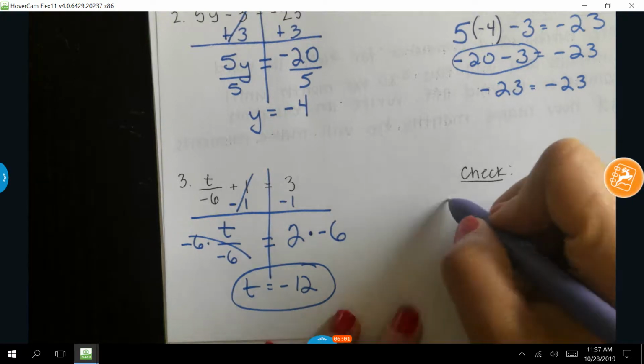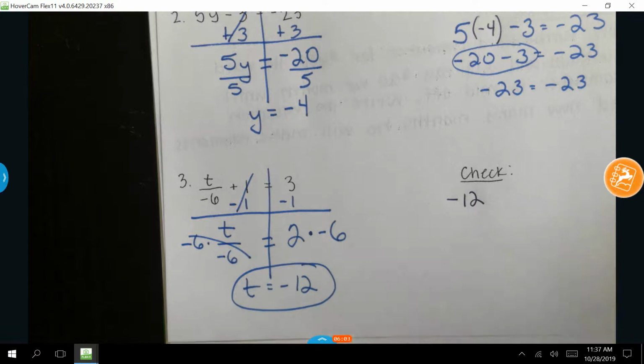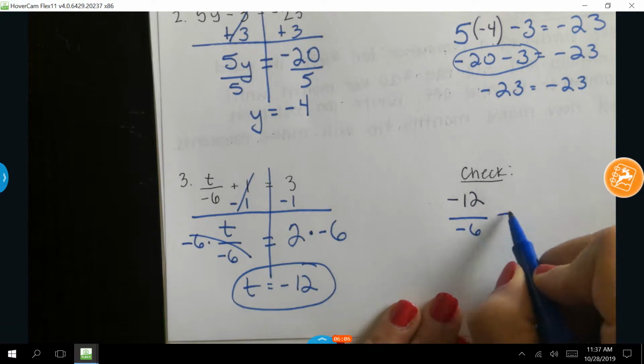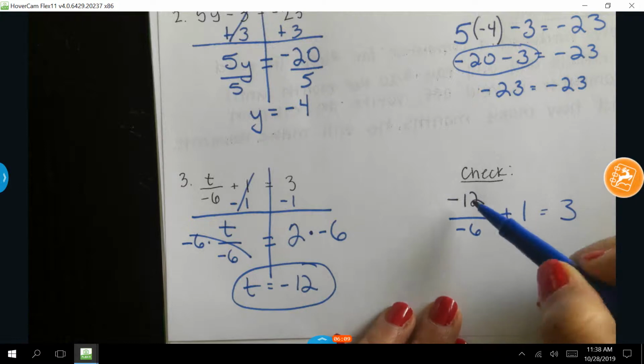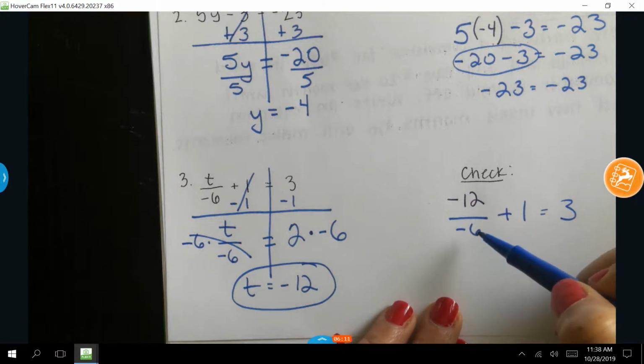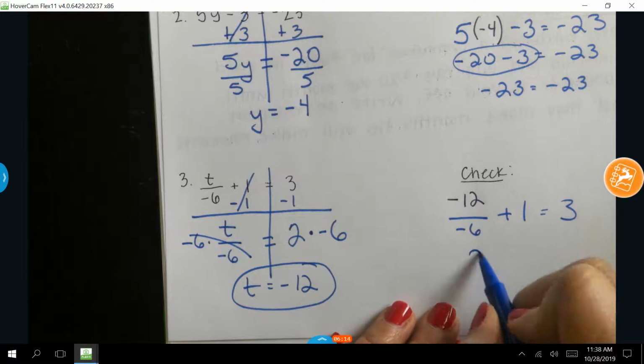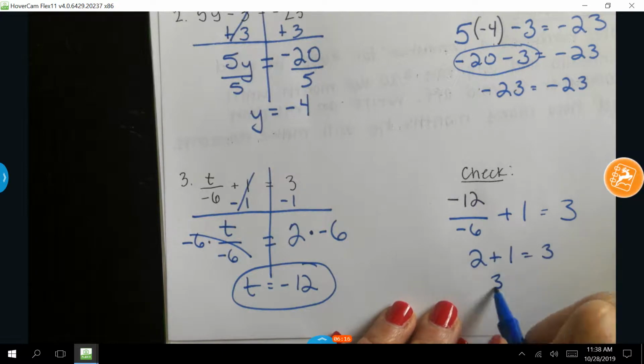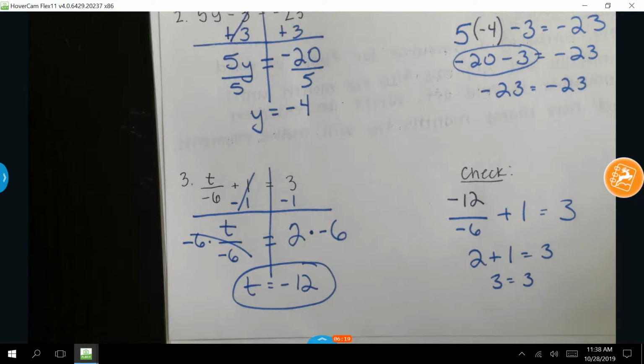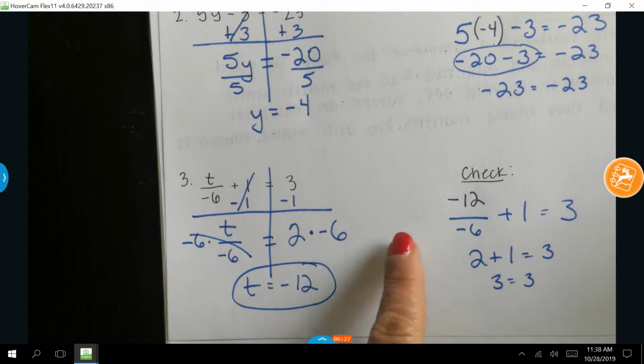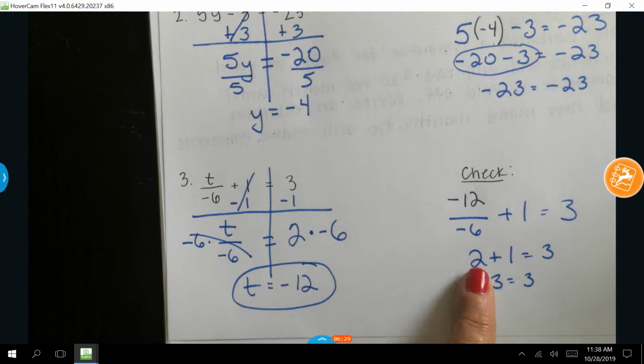So let's check. Instead of t, we got negative 12 divided by negative 6 plus 1 should equal 3. So negative 12 divided by negative 6 is 2. And 2 plus 1 is 3. So say you got 24 on accident or something. If you got positive 12, you missed the negative on it. If you got positive 12 divided by negative 6, you'd get negative 2 plus 1, which does not equal 3. So it's not as obvious when you get the correct answer all the time, but when you get the wrong answer, these two will not match up.